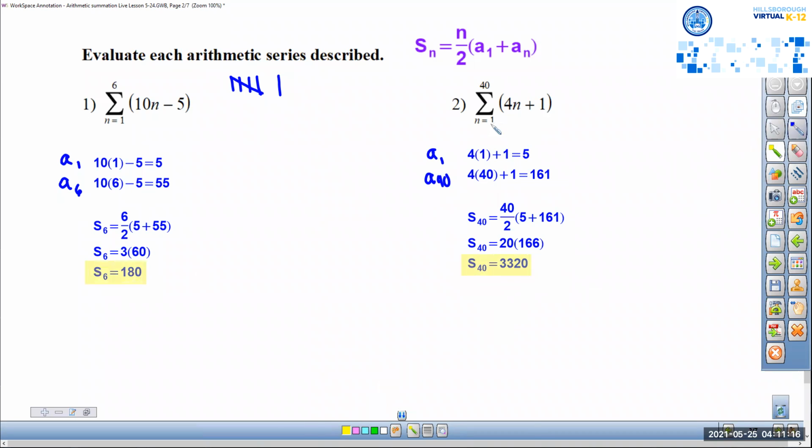So I really don't think you'd want to plug in 1, plug in 2, 3, all the way to 40 and add all those numbers up. This is a lot faster.